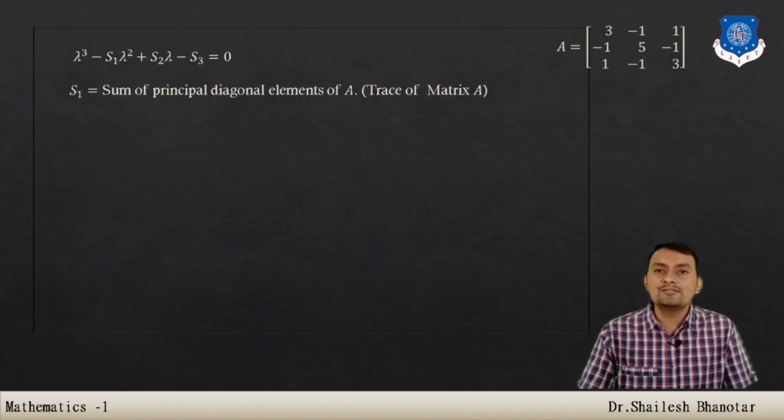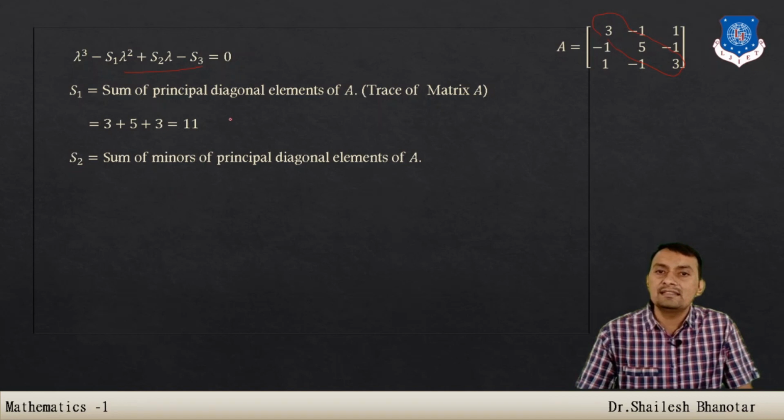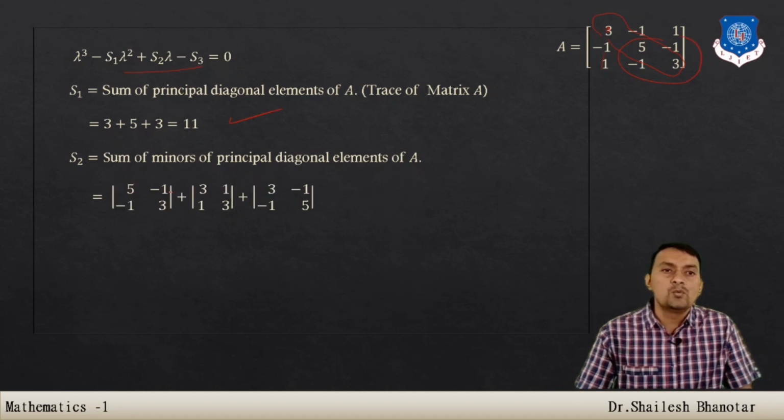So let us first assume this characteristic equation. Now first we are going to consider the trace of the matrix. So 3 plus 5 plus 3, and that is going to be what? Exactly 8 plus 3, that is 11. Sum of minors of the principal diagonal elements. If I focus on this one, I have to eliminate this one, so what I'm just going to get is only this one, and that is 5, minus 1, minus 1, 3. Suppose I want the minor of the second 5, I have to eliminate this one, so 3 1, 1 3, and that is what we have.